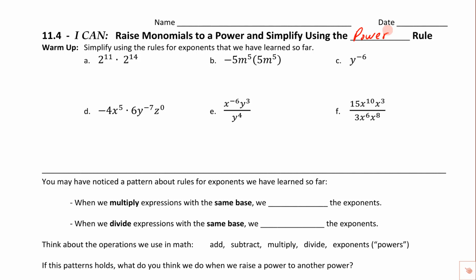So we've learned the product rule and the quotient rule. We've talked about negative exponents and zero for an exponent. Now we're going to talk about the power rule. So again, just a couple warm-up problems right here. It says simplify using the rules for exponents we have learned so far.